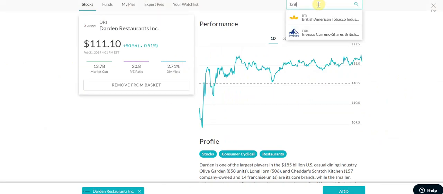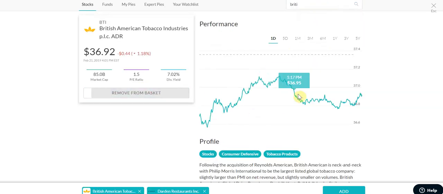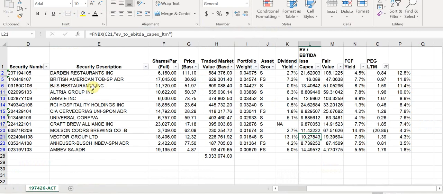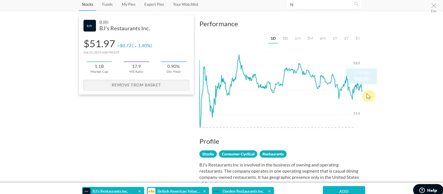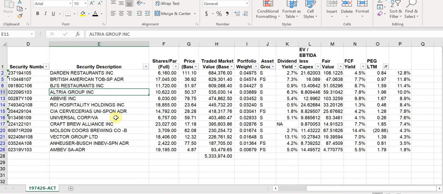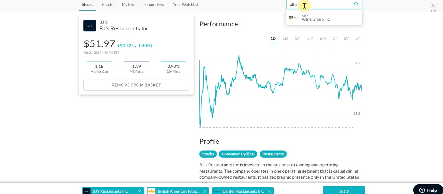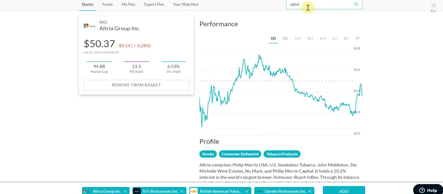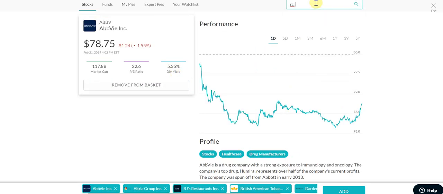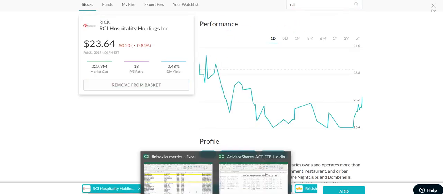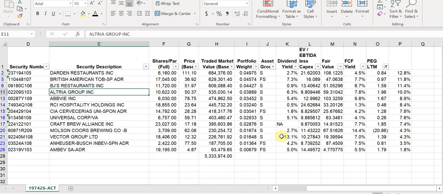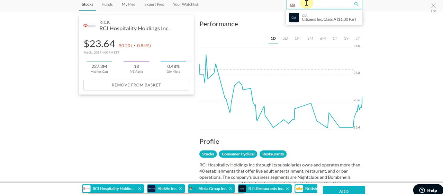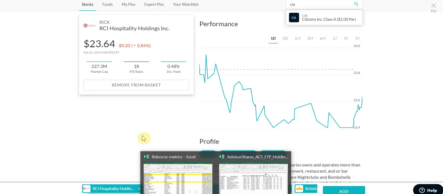Some are provided by M1 Finance. If there are international stocks in here, some might not be available on M1 Finance. So just go in one by one: Altria, AbbVie, RCI, CIA, Universal Corp, Craft Brew Alliance. So I presume CIA is not on there.